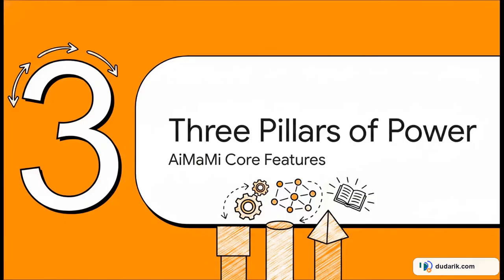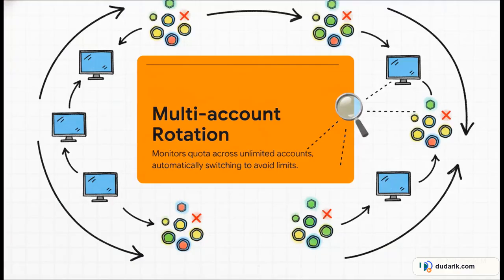AiMaMi core features. Now, what's really interesting about this is how it fundamentally changes your interaction with API limits. The first pillar we're looking at is multi-account rotation. AiMaMi can actually manage an unlimited number of Codex accounts. It tracks token health, flagging things like missing refresh tokens or transient failures, and it dynamically surfs between your accounts. So when one account runs low, it automatically identifies the account with the most remaining quota, allowing you to completely bypass manual reauthentication. It's pretty seamless.